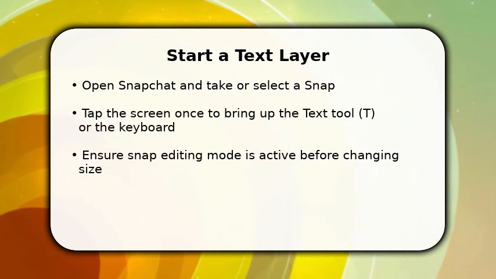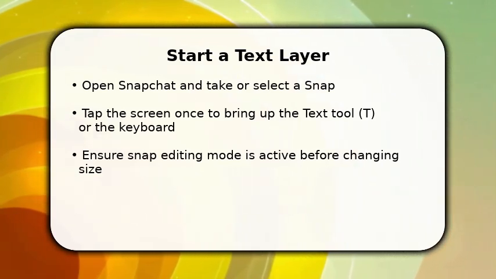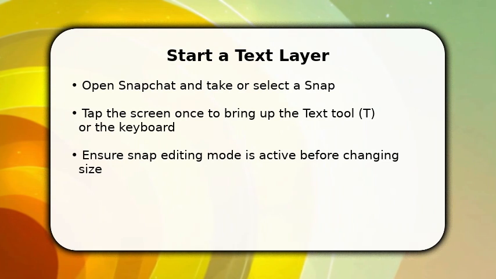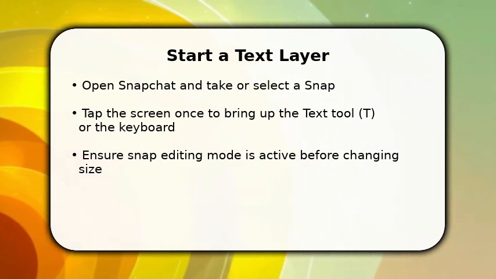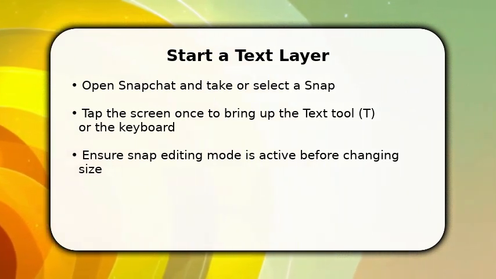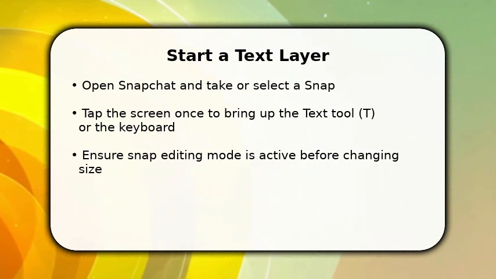You're starting with a snap ready to edit. Tap the screen to open the text tool or press the T icon. This creates a text layer you can manipulate. Once the keyboard is visible, type your message and make sure the text is selected.